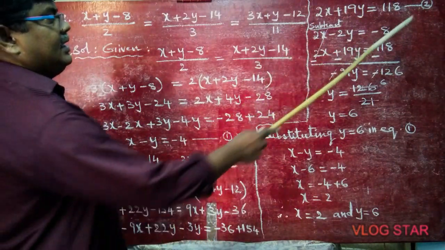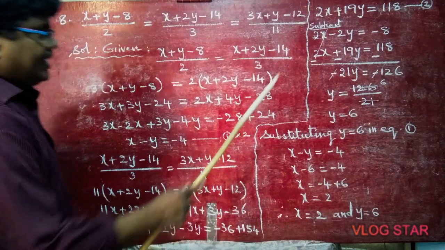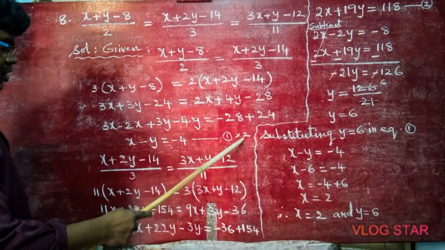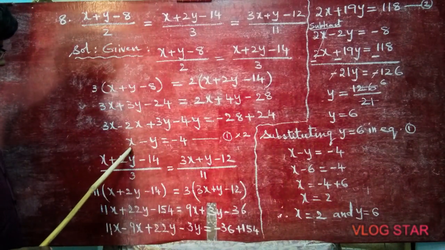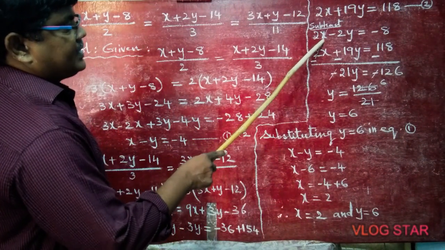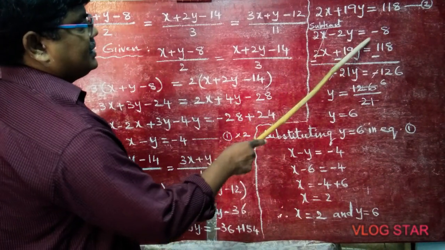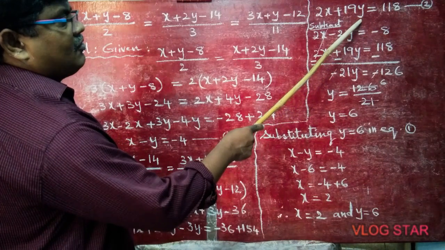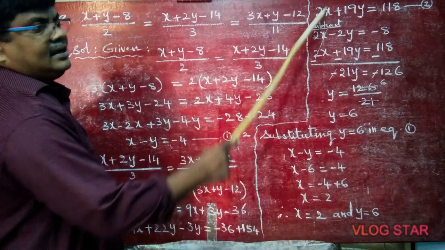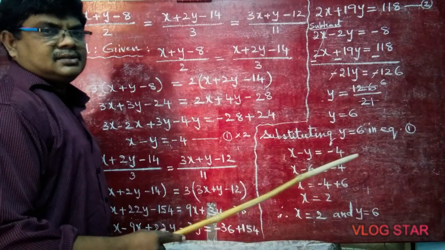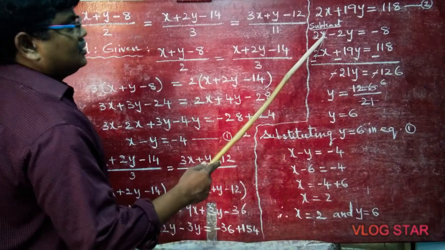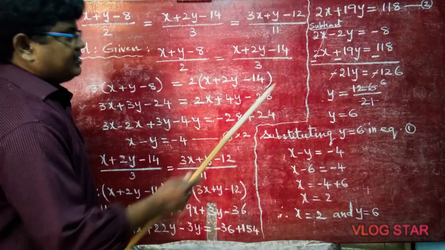Equation number 1, equation number 2. Now I want to eliminate x. The coefficient of x here is 2, so I am multiplying the first equation by 2. 2x minus 2y is equal to minus 8. If you want to eliminate y, you have to multiply with 19. 2 table is easy or 19 table is easy, you decide which table is easy. Everyone prefers the 2 table, so I took 2 table and multiplied the first equation.